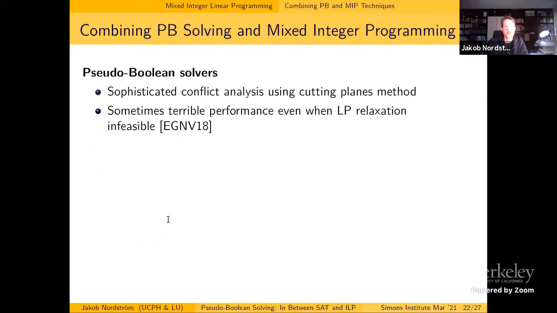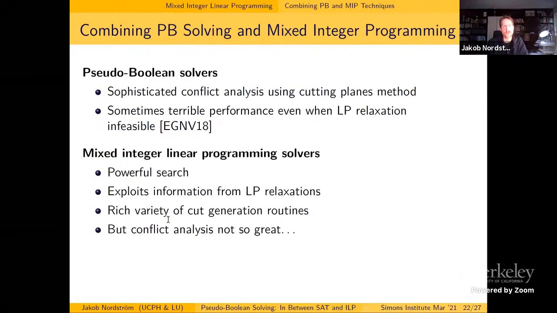Okay, so if you compare to pseudo-Boolean solvers, pseudo-Boolean solvers have really good conflict analysis. But as I already mentioned, they are not great. Even on some problems where the LP relaxation is infeasible, they'll still run forever. This is a scenario where MIP solvers would terminate immediately because they solve just in the very first root node, they solve the LP relaxation, they see that it's infeasible, they terminate immediately.